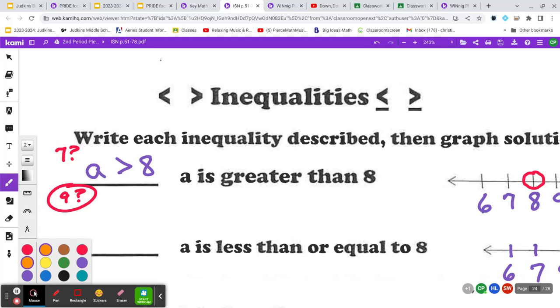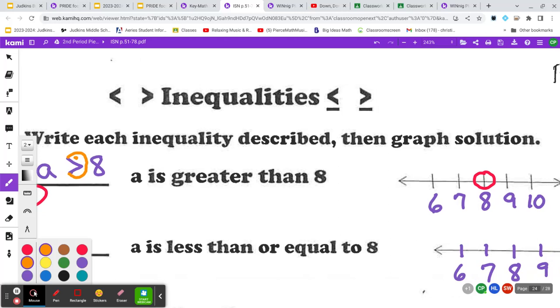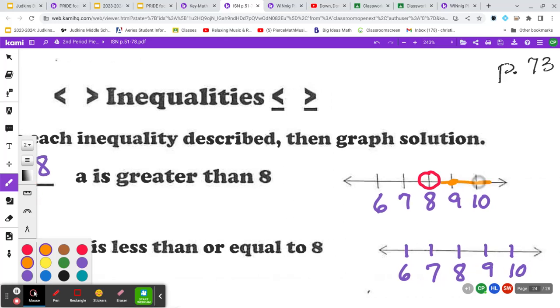Now you remember, you can think about this like a hungry Pac-Man. It eats the bigger thing. A is greater than 8, so A could be 9. So we're going to go to that side, put a little dot here, and that means the side where the 9 is gets shaded in. So please shade in directly on top of the line and make sure that the arrow is bold in that direction.